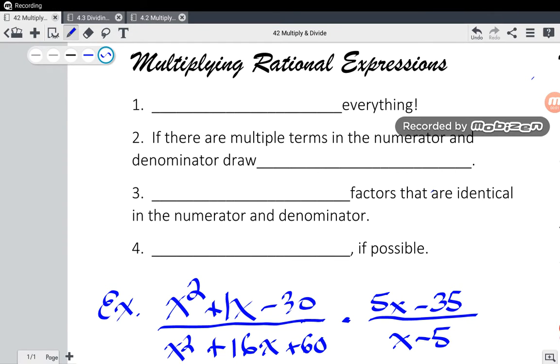Morning. This is for Algebra 2, second and third block. We're going to be doing multiplying and dividing rational expressions today.